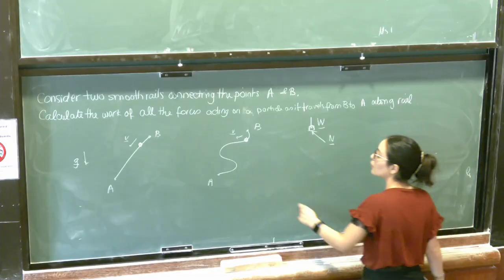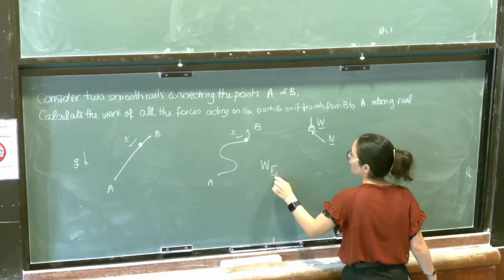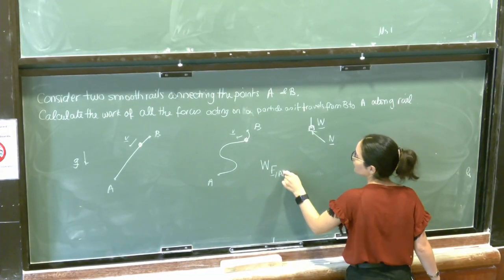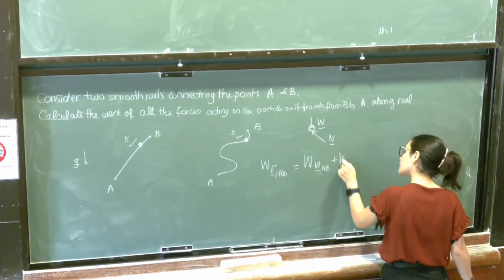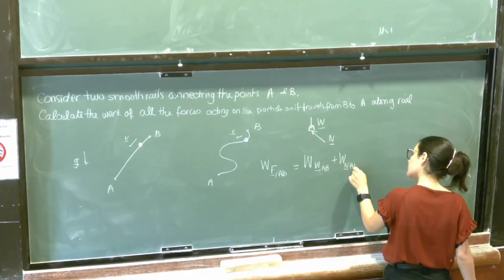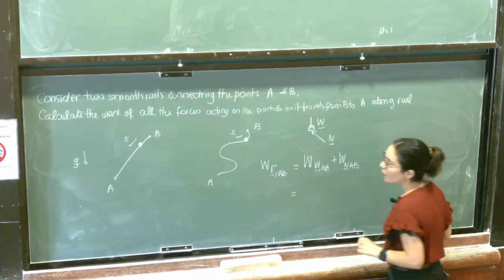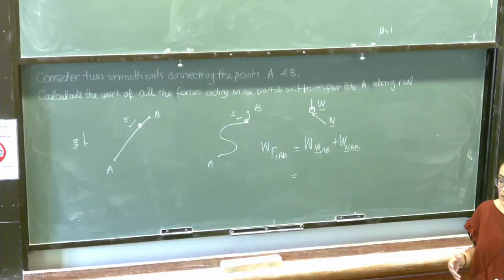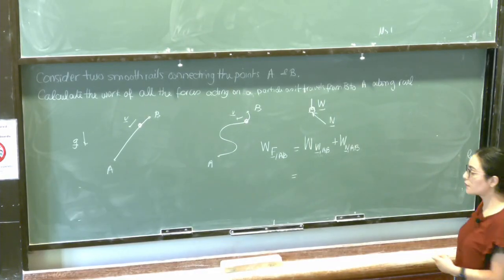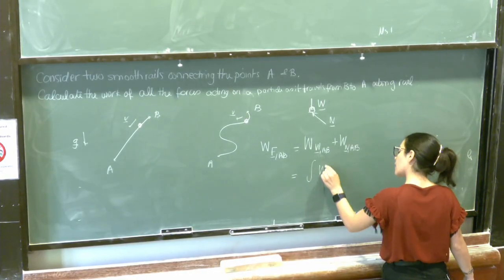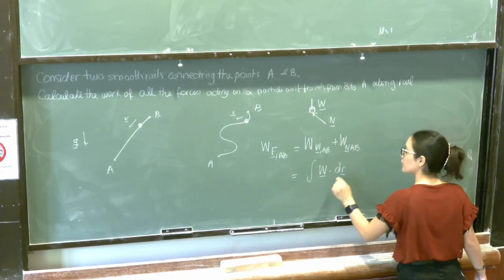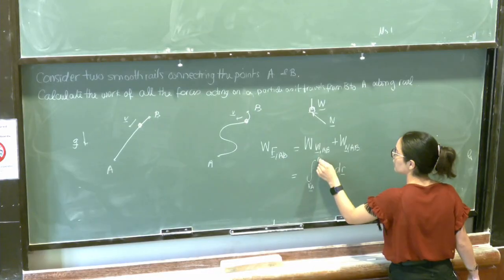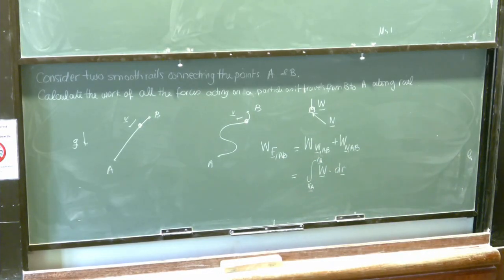Now I want to calculate the work of all the forces acting on the particle as it goes from A to B. So that's the work of the weight from A to B, plus the work of the normal force from A to B. Now if I want to calculate the work of the weight from A to B, I'll use the definition of the work of a force. So that's the integral of the weight dotted with dr from RA to RB. With me so far? Does that make sense?